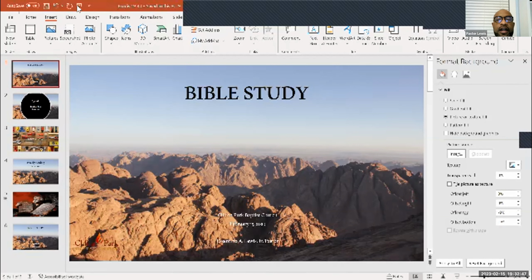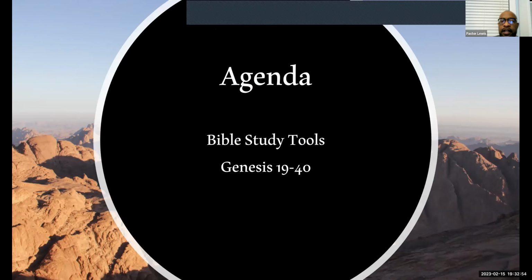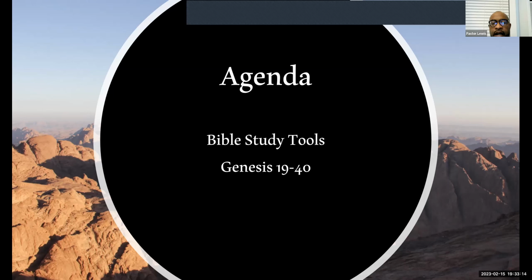All right, so I do not have a long agenda today. I have two things really that I want to try to accomplish. And so let me go ahead and share my screen. I only have two slides. So the agenda today is I want to talk a little bit about a few Bible study tools. I was asked last week when I shared the map if I had some recommendations as it relates to a good mapping tool to use, and I do. I have a couple recommendations as it relates to the kinds of tools that I think will enrich your study.